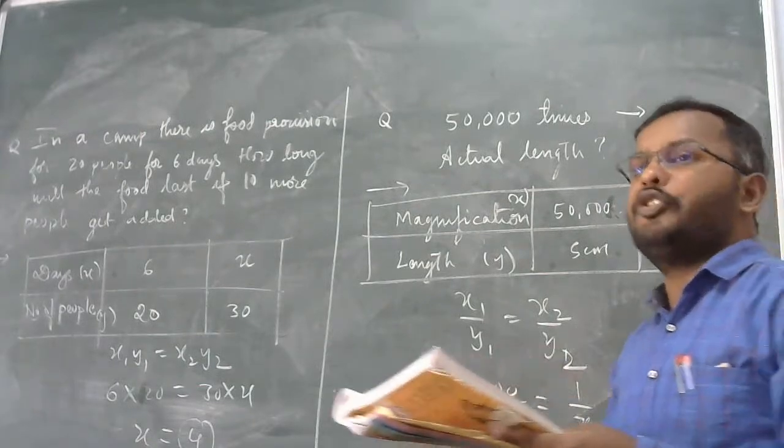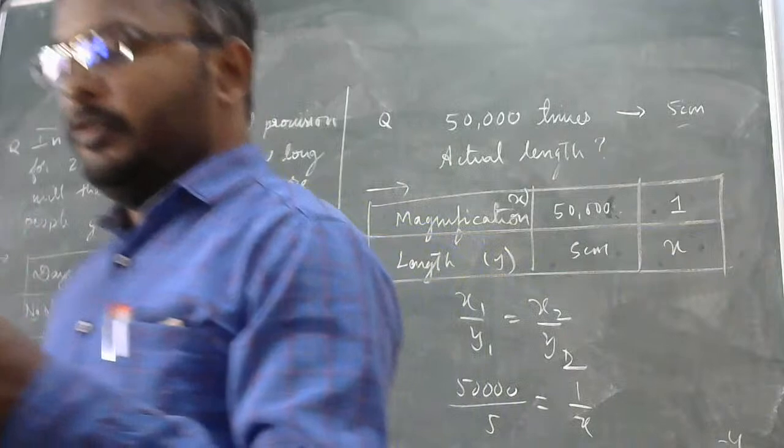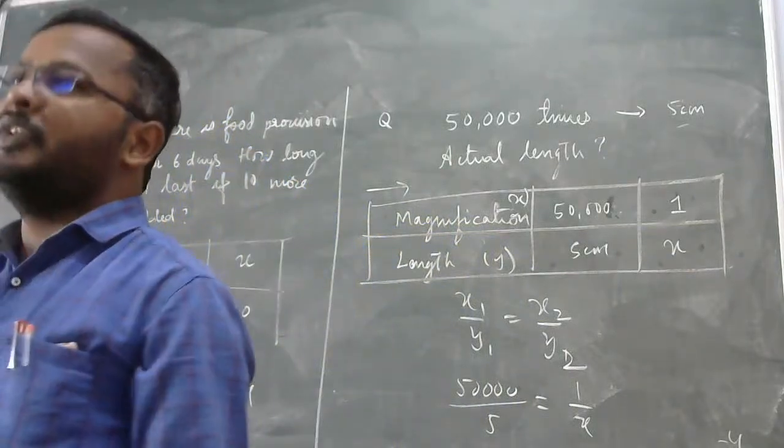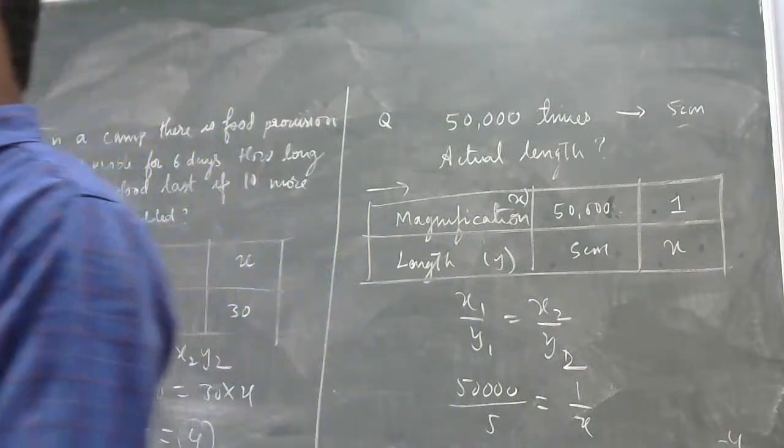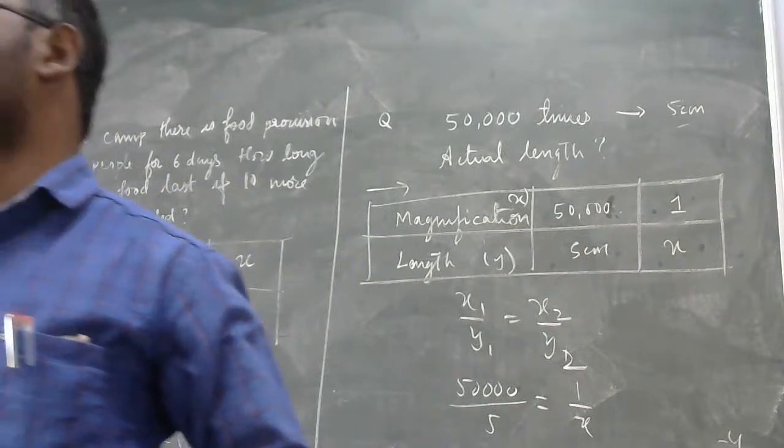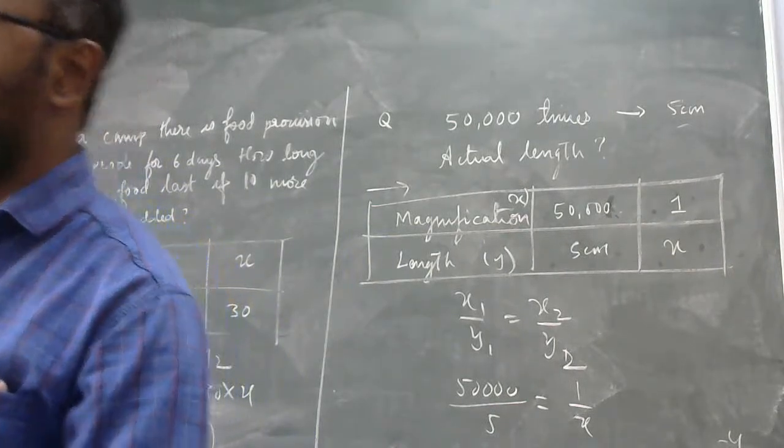And similarly, map question. So if you represent 1 centimeter is equal to 10 kilometer on map, then 5 centimeter is equal to how much? 50 kilometers. So it is also a direct question.